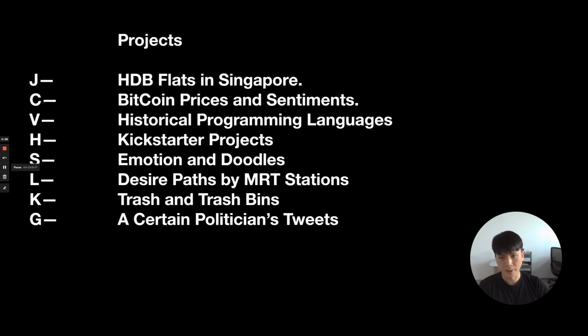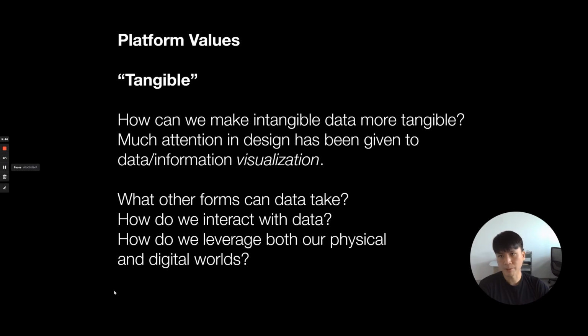But before I end, I just want to talk about some of the values that were emphasized in this platform. And so the first platform value that was really emphasized is this notion of tangible, right? From the name of the platform, Tangible Data. And tangible really is describing this notion that data is often intangible, and so how can we make intangible data more tangible? A lot of attention in design has been given to data or information visualization as one way to make this abstract, intangible thing more tangible. What other forms can data take beyond visualization? How do we interact with data? How can we leverage both our physical and digital worlds in interacting with data?